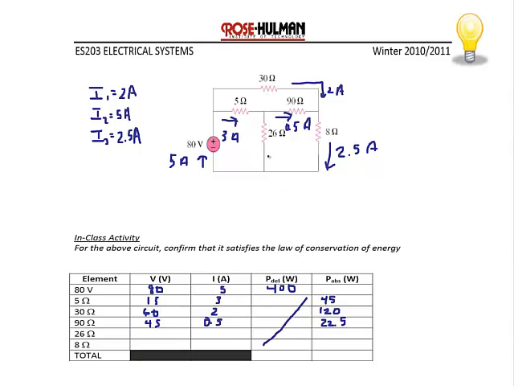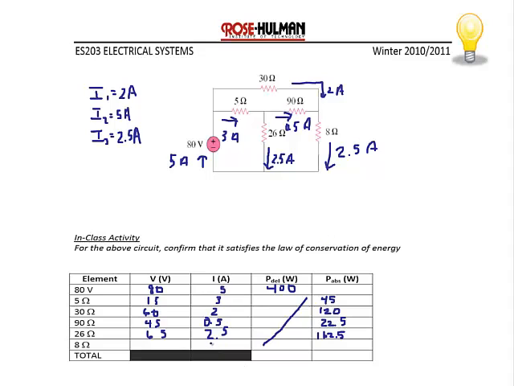The 26 ohm resistor is also a combination of mesh currents. So I have 5 amps going down and 2.5 amps going up. So that gives me a net 2.5 amps. That points down. And 2.5 times 26 is 65, which is the voltage. So the power is 2.5 times 65, or 162.5 watts.